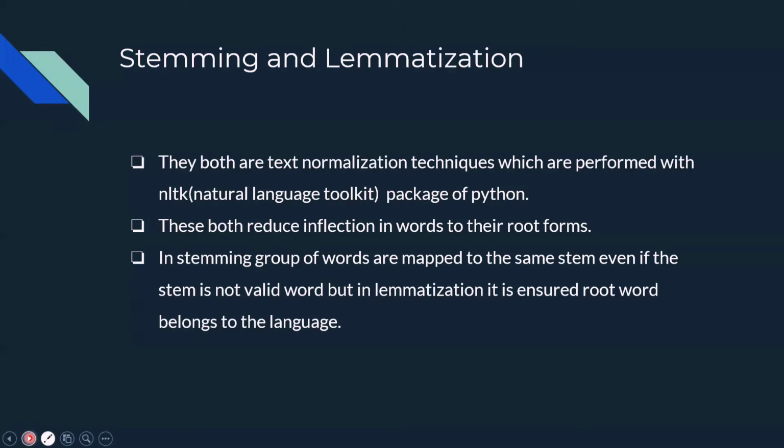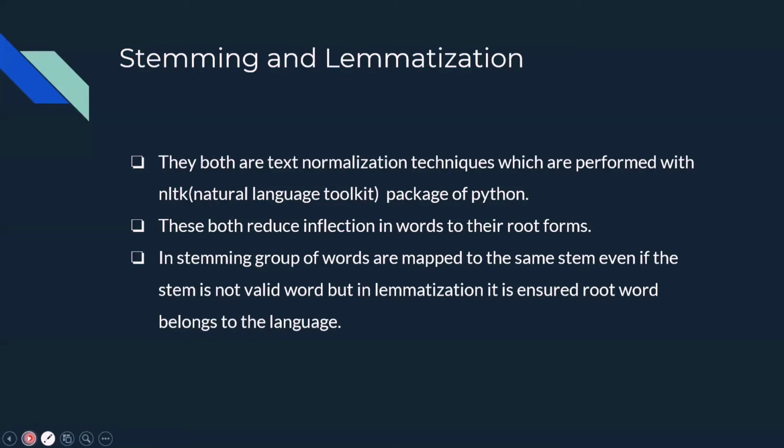To limit that, we do this kind of process. This reduces the inflection in words to their root forms. And the basic difference between the two is that in stemming, the words are mapped to the same stem, even if the stem is not valid. But in lemmatization, we ensure that the root word belongs to the language and has some meaning in that language.